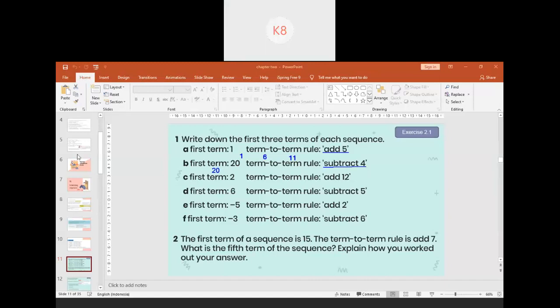So how many will it be? After 20, 16. Is there anyone get confused? So do I get 16? Okay, no one. So after 16, what number will it be? 12. Okay. Is there anyone get confused? No. Okay. If no one gets confused, we can continue to C. The first term is 2. So what number will it be for the second term?